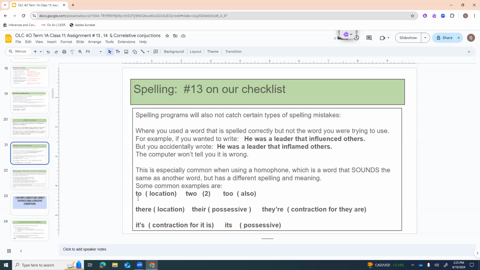The word "to" has three different meanings and three different spellings. If it has the one O, it means location, like I'm going to the store. If it's T-W-O, it means the number two. And if it's T-O-O, it means also, like I want to go too.